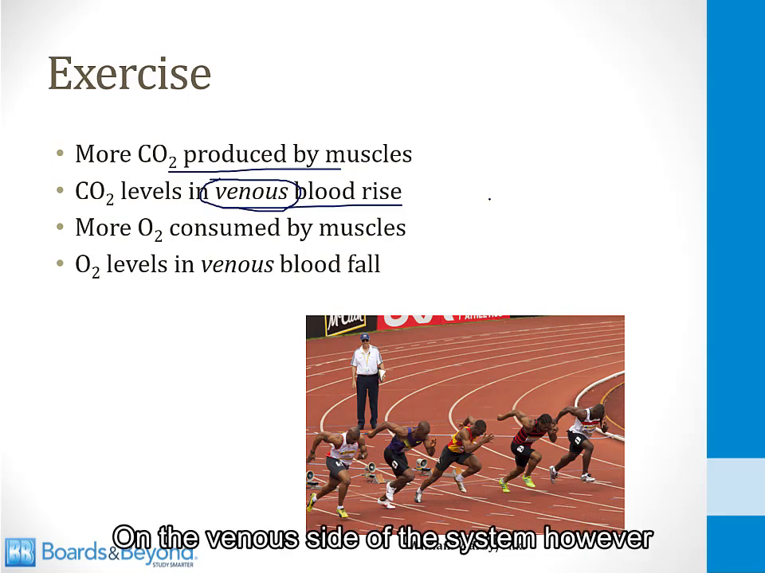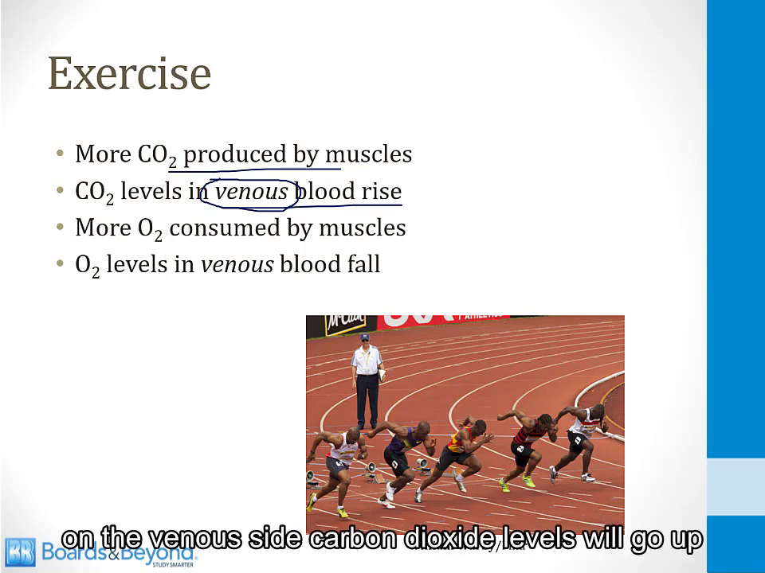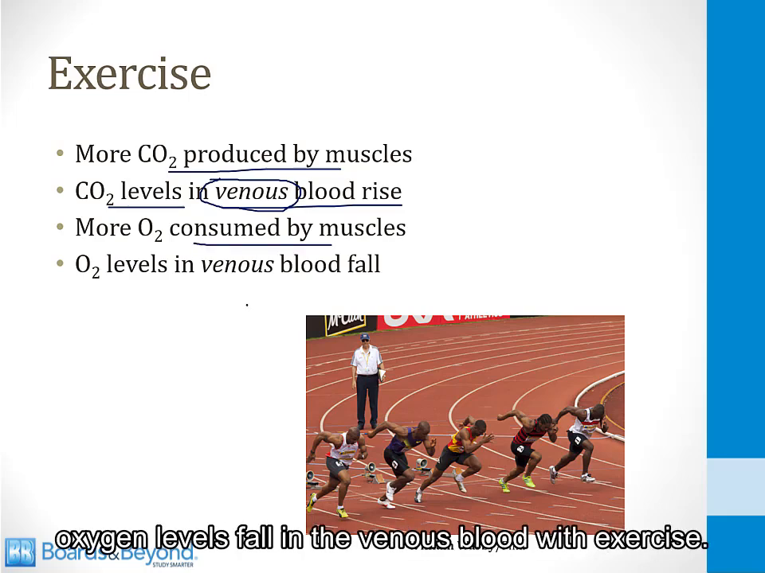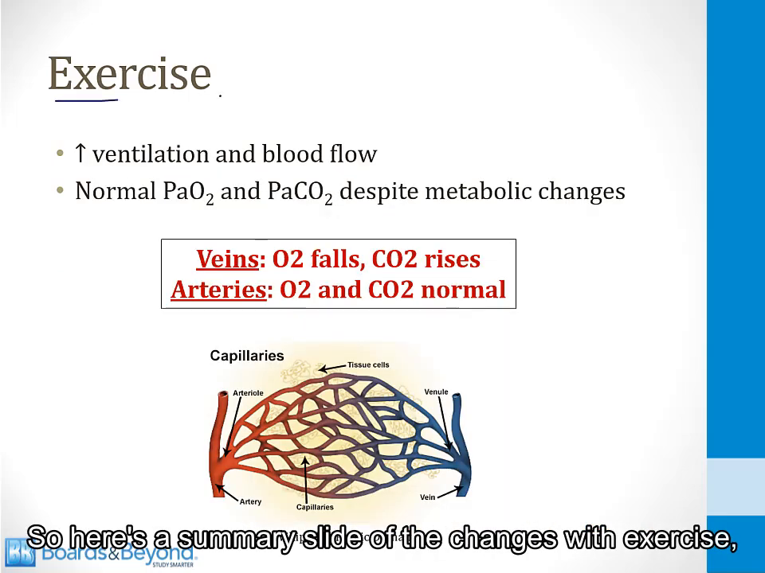On the venous side of the system, however, things are totally different. On the venous side, carbon dioxide levels will go up with exercise. In addition, because more oxygen is being consumed by muscles, oxygen levels fall in the venous blood with exercise. So here's a summary slide of the changes with exercise.